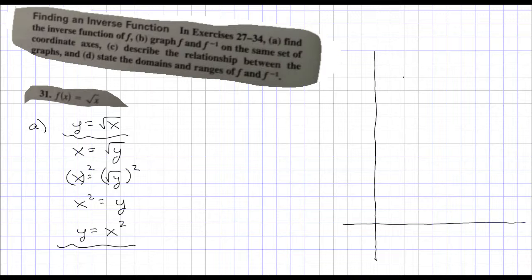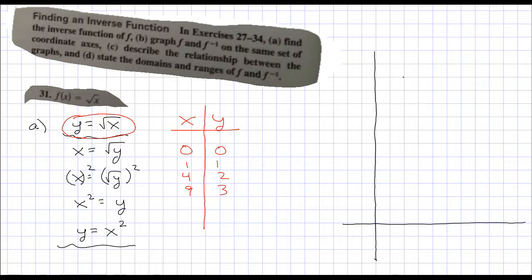Okay, now there's a slight problem. So let's start with the original. The original says y equals square root of x. Let's do a chart on that. Okay, for a square root function, you cannot square root negatives. So I can only use 0 or positives. So square root of 0 is 0, square root of 1 is 1, square root of 4 is 2, square root of 9 is 3. Alright, and I could keep going.